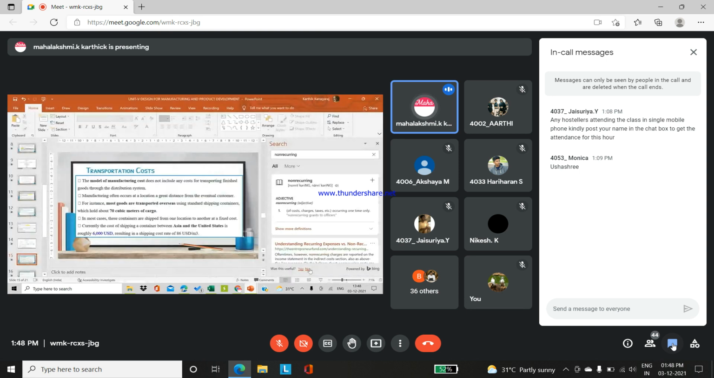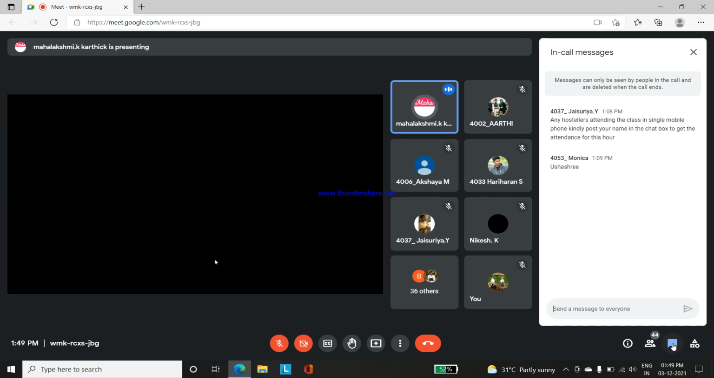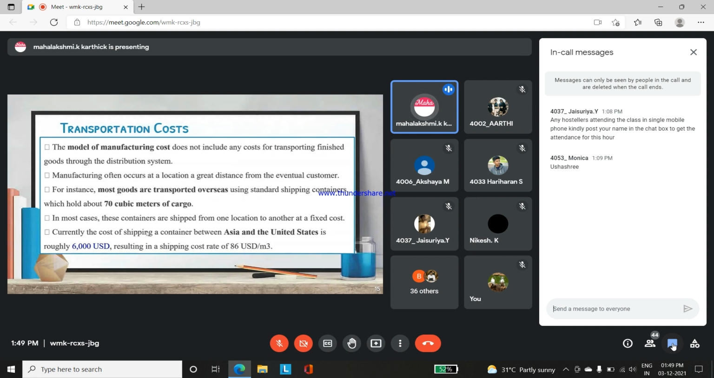this is a standard. Each country follows its own standard. Currently, the cost of shipping a container between Asia and United States is roughly this, resulting in a shipping cost rate of 86 USD per cubic meter. So just imagine, you have to pay 6,000 for one particular part to be built inside that cargo and transferred to the other country. This is how they calculate the transportation cost.